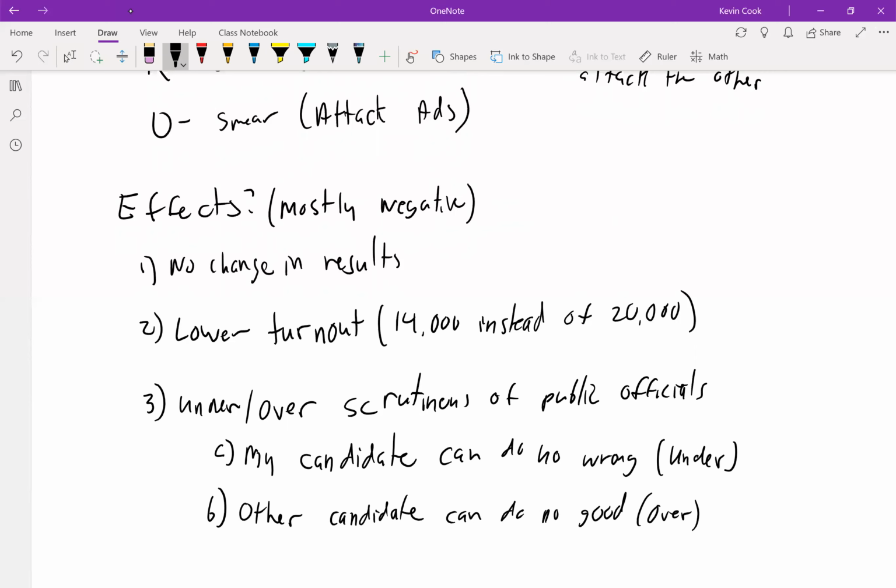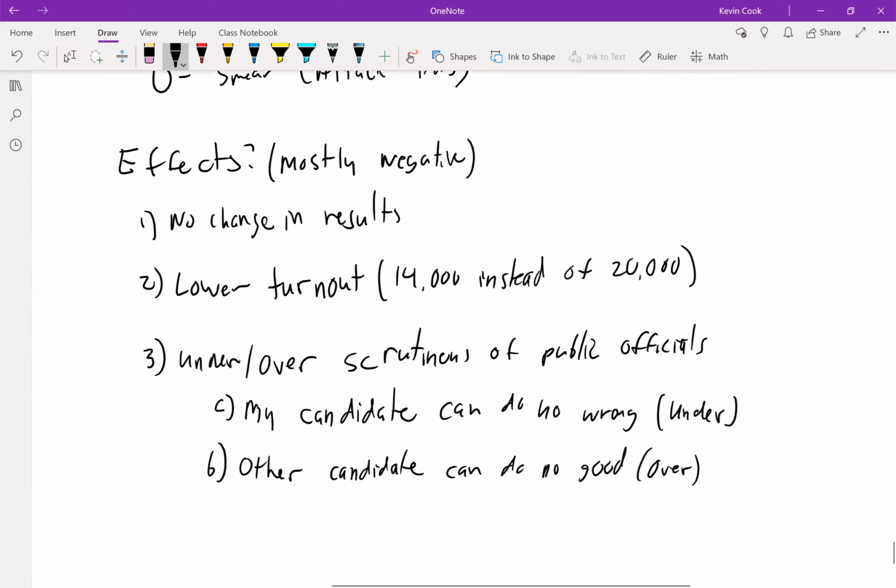And if you pay attention, you'll see this with any candidate, whether it's Republican or Democrat. If we look at President Trump, there are people who are going to say no matter what, he can do no good. There are people out there who say no matter what, he can do no wrong. And the same thing happened with Obama. I saw people who said there was nothing good he could do, and others who said there was nothing wrong he could do. In reality, if we really went through and analyzed the policies, odds are there'd be some things we're for and some things we're against for every candidate. But we can be over or under scrutinous of public officials.